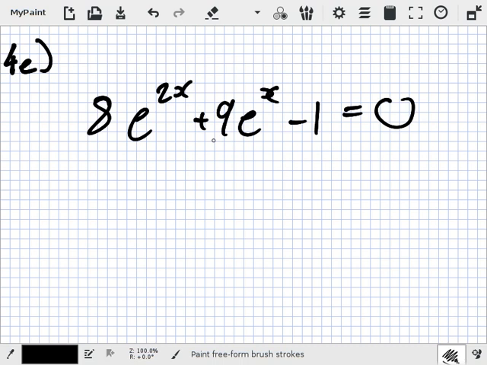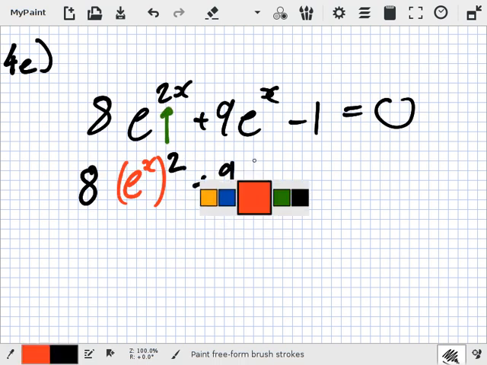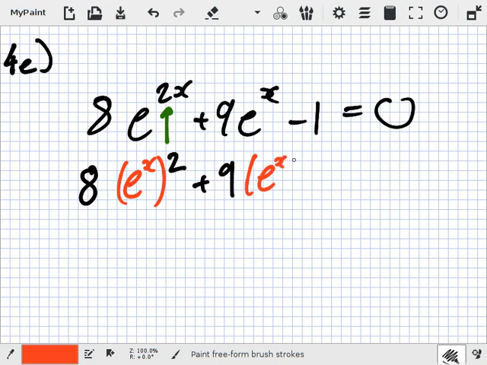Okay, possibly if I use a little bit of colour here, it might help. I'm going to change this into e^x squared. It is the same thing, because 2 times x is 2x. I know it looks a little bit different, but it is actually the same thing. Plus 9e^x minus 1 equals 0. Now, I don't know if you can see anything now.